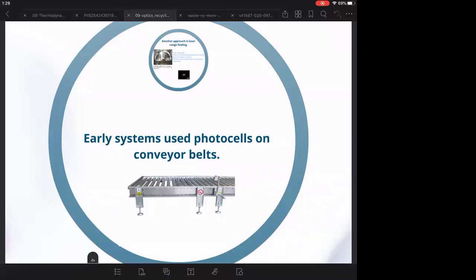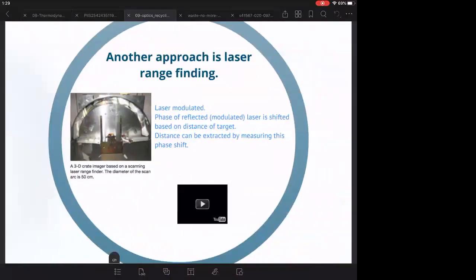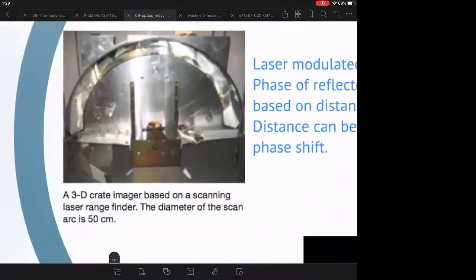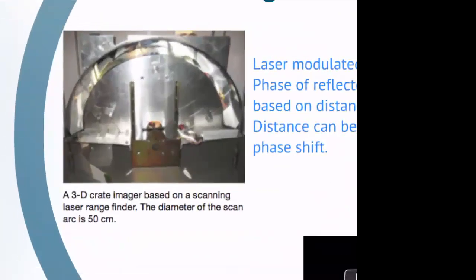And by timing it, you can figure out the shape. This, of course, has to be done at very high speed and things like that. A more accurate approach is something called laser range finding. Essentially, a laser is modulated and reflected off a target, and the distance from the target is measured. Now, this is an example of how that's used in a crate, where the laser actually moves in a semicircle and you measure the shape of the material.